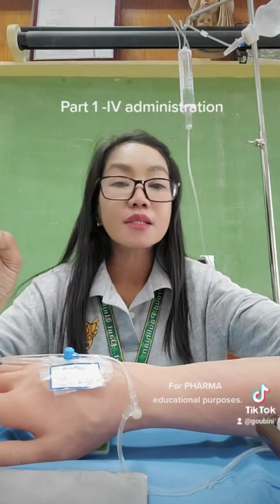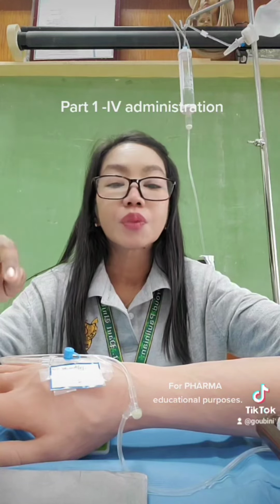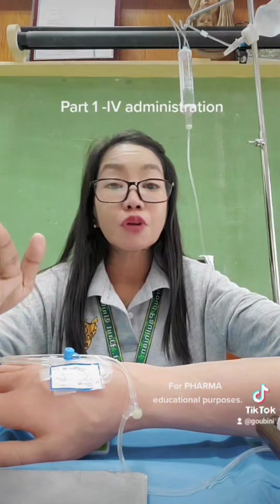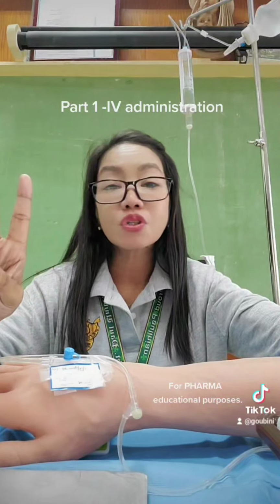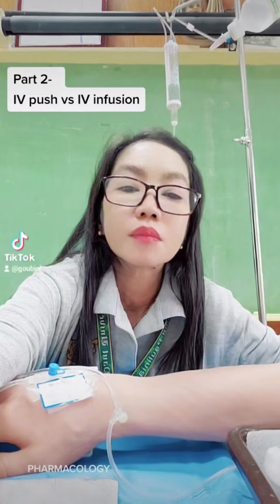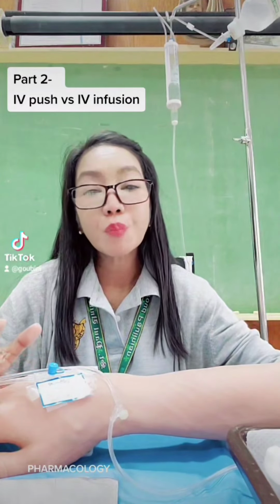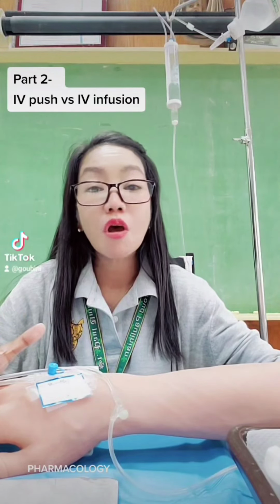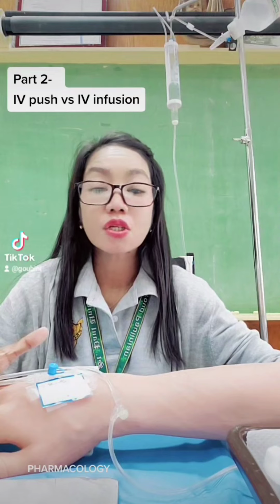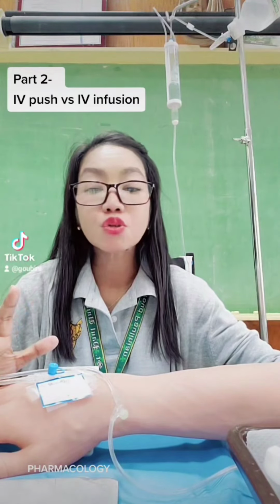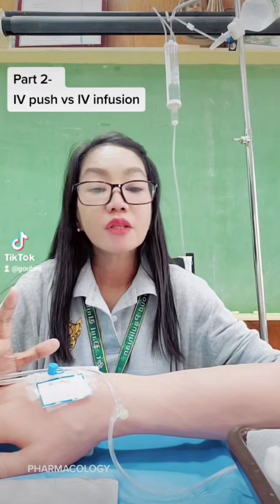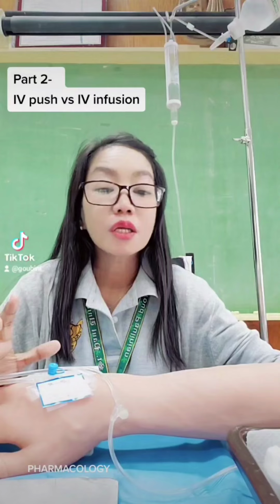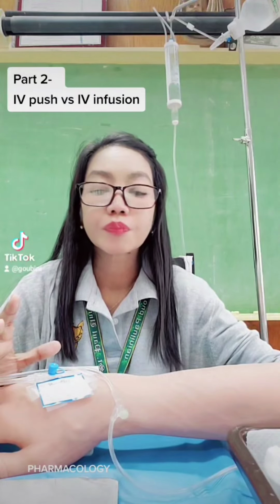Now, there are two kinds of IV administration. The standard IV catheter or cannula is used for this purpose. You have first your IV push. An IV push or bolus is a rapid injection of a medication. A syringe is inserted into the catheter to quickly send a one-time dose of drug into the patient's bloodstream.